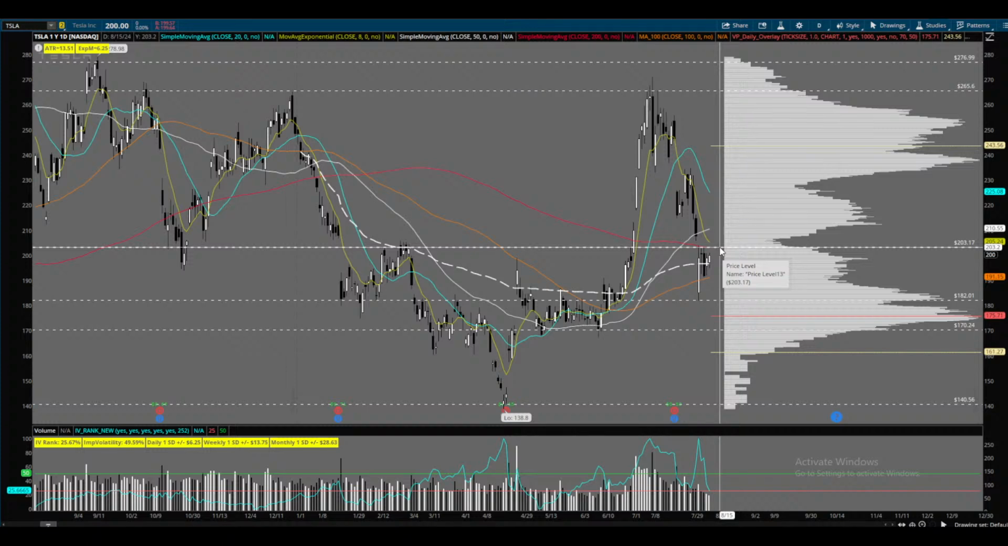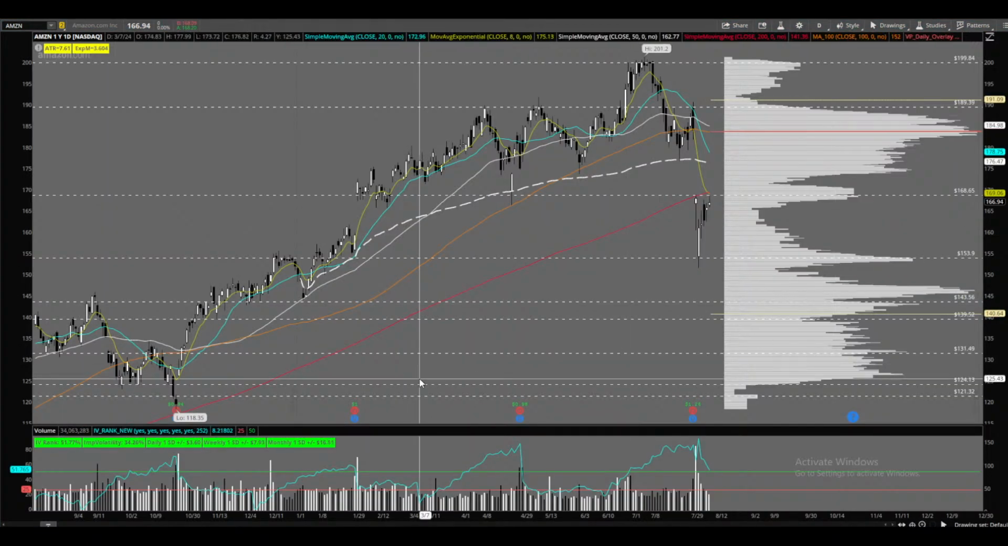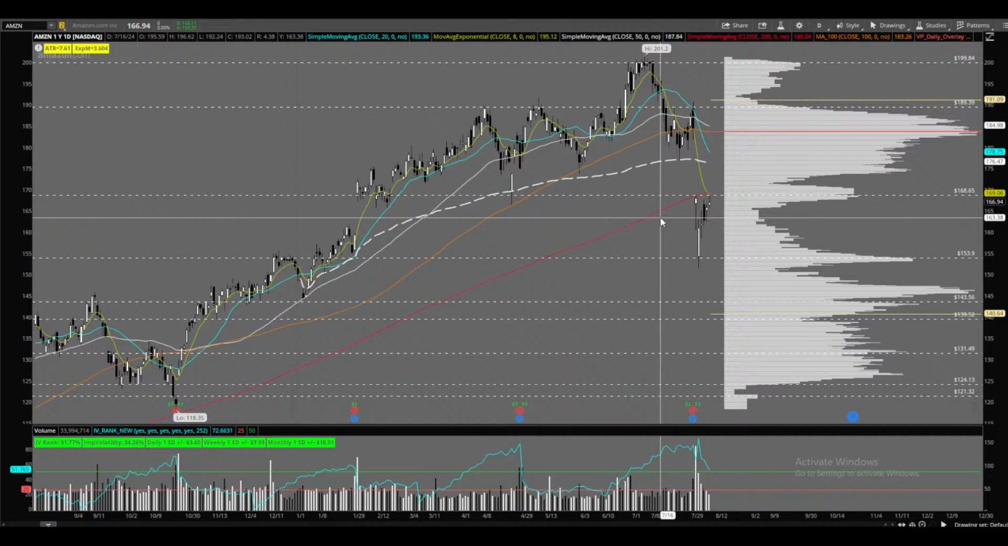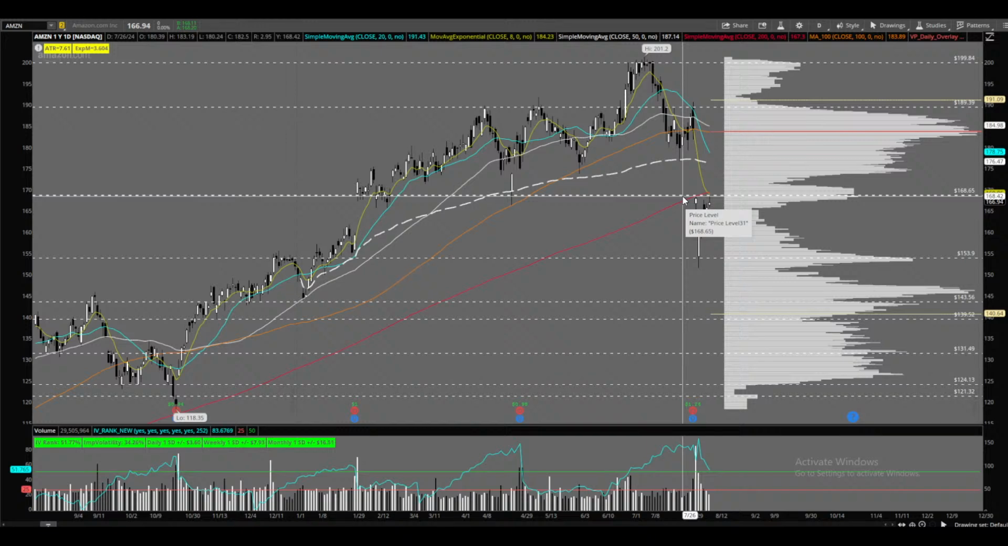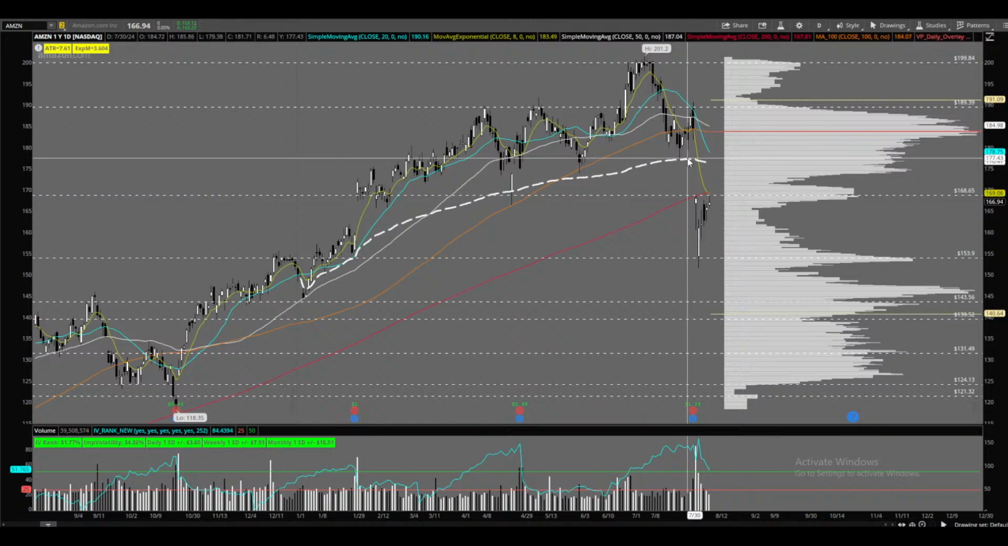I'll tell you what is Amazon. We'll look at that real quick. Amazon is here below the 200-day, but look at this buying excess. And the year-to-date anchor VWAP is here, so it's definitely oversold.